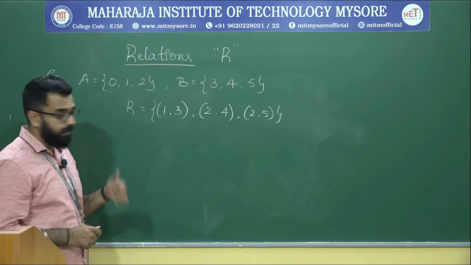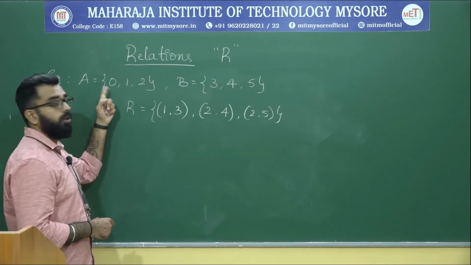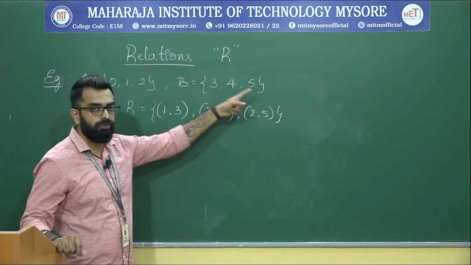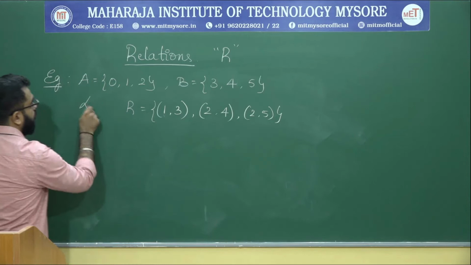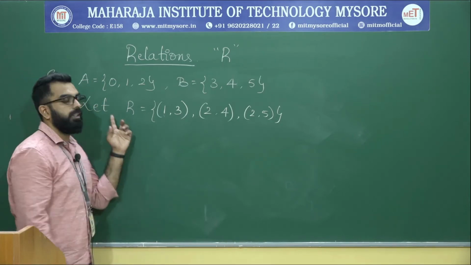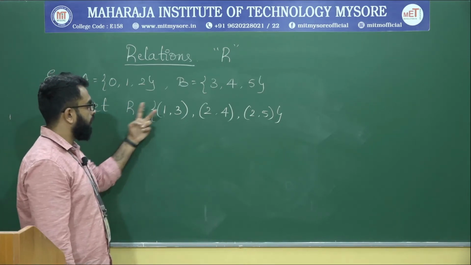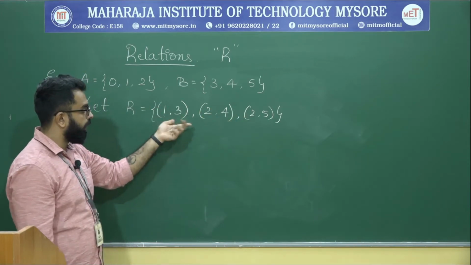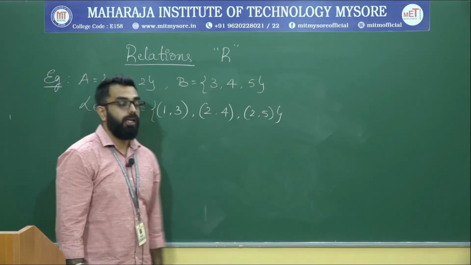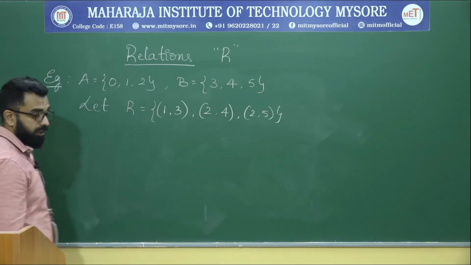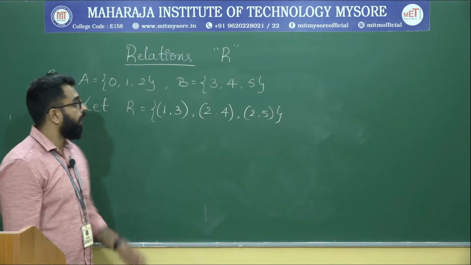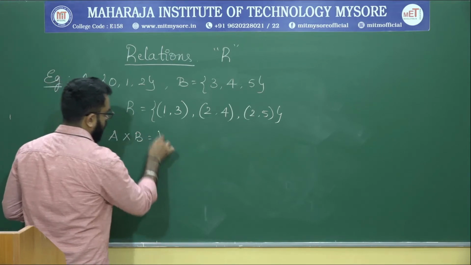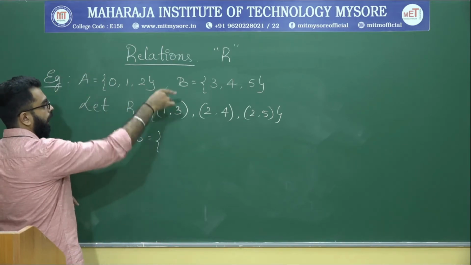For better understanding, let us consider an example. I have set A with the elements 0, 1, 2, and set B with the elements 3, 4, 5. Let R be a relation with three ordered pairs: 1, 3; 2, 4; and 2, 5. By the definition, R is a subset of A cross B. Let us see whether that is true here.